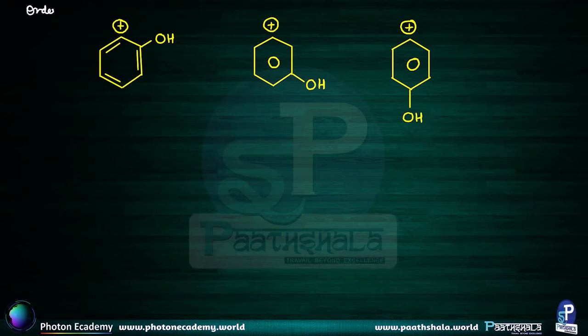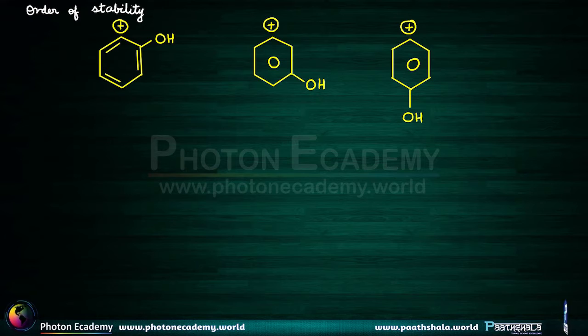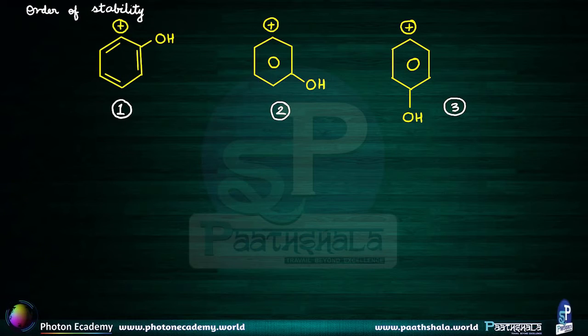Now we have another example before us, and we have to again tell the order of stability. Let us see that all of them are carbocations. This is the first one, this is the second one, and of course the third one. They all are carbocations because they all possess a positive charge on the carbon.